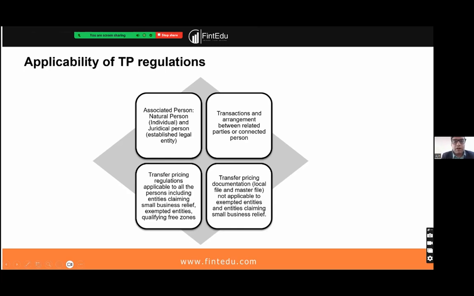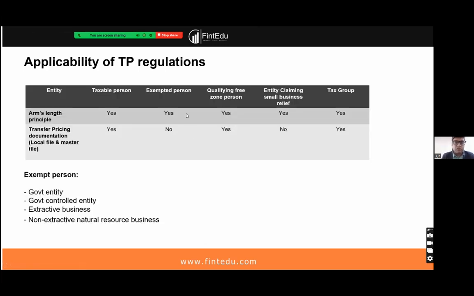So just to summarize this, if you can see on the screen, when it comes to the applicability of the TP regulations, the arm's length principle, which is there in Article 34, is applicable to all the entities. Even if there is a transaction between two qualifying free zone entities or free zone and mainland, the arm's length principle is applicable. The transaction needs to be at arm's length. Even in the tax group, we'll talk about tax group, the arm's length principle is applicable.